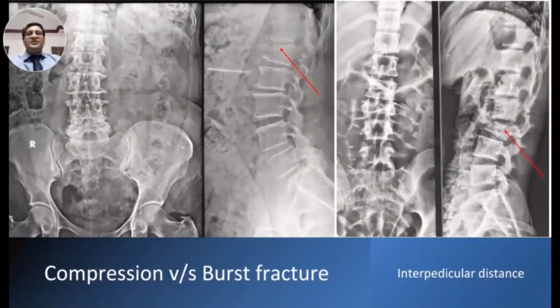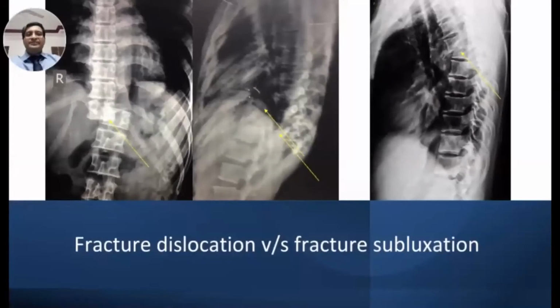We may also see fractures in vertebral bodies, and if the interpedicular distance is increased compared to above and below, it may indicate a burst fracture, while if not, then it may indicate a compression fracture. Complete dissociation of the spinal column suggests fracture dislocation, or movement compared to the vertebra above suggests fracture subluxation.